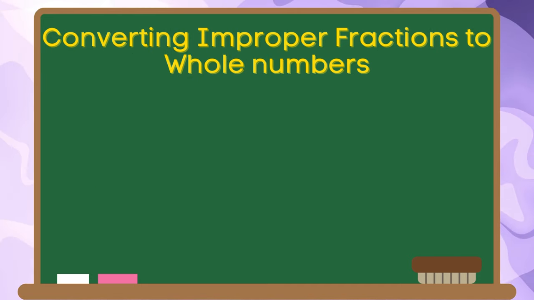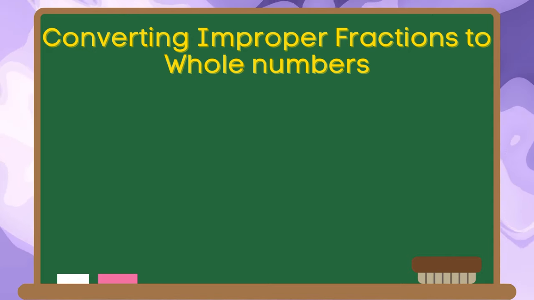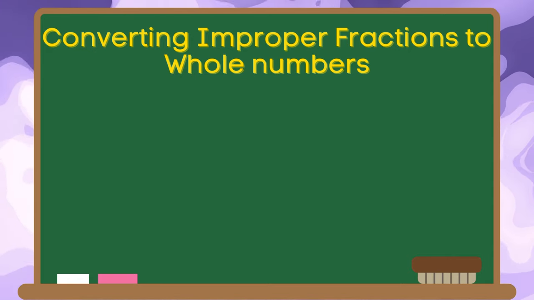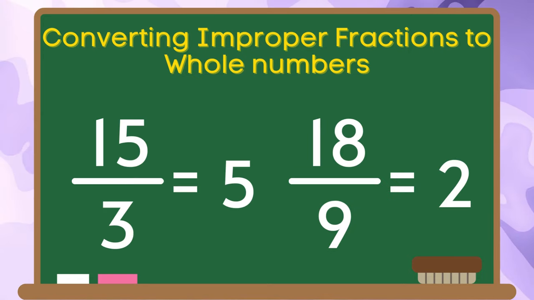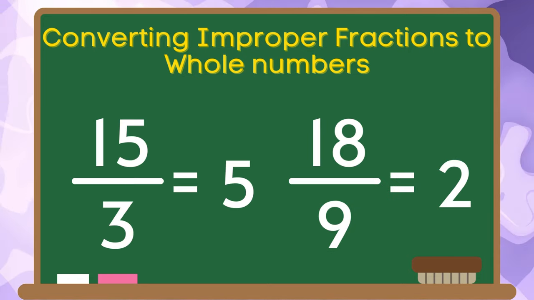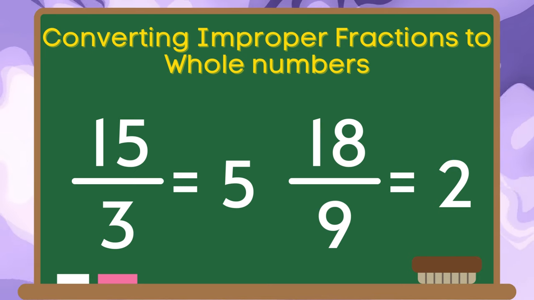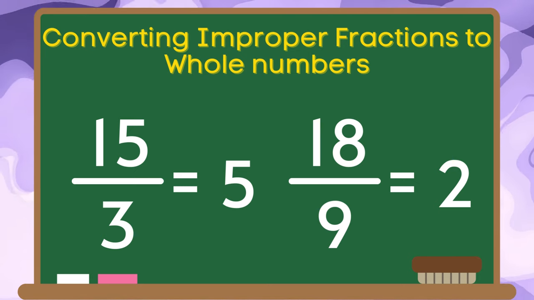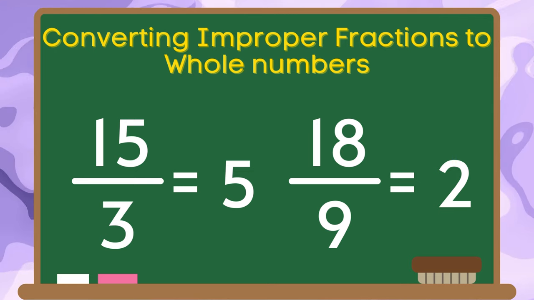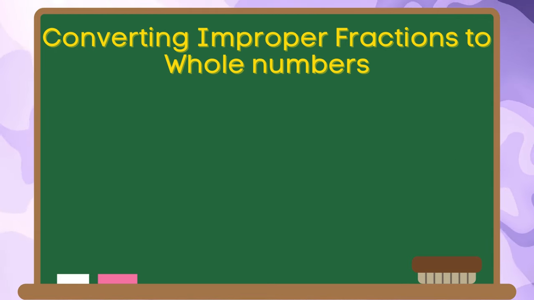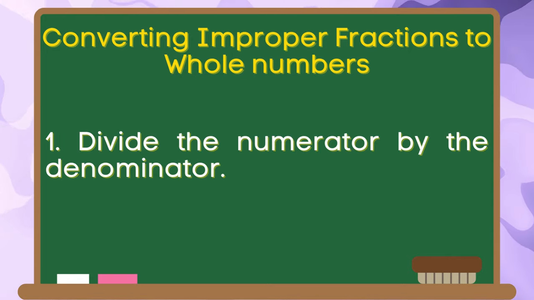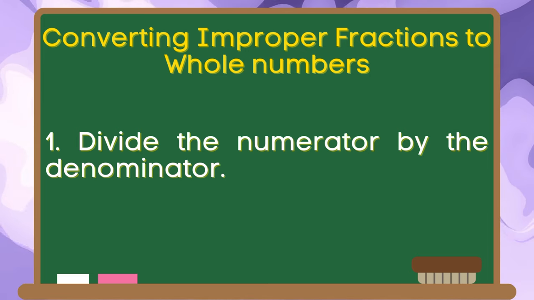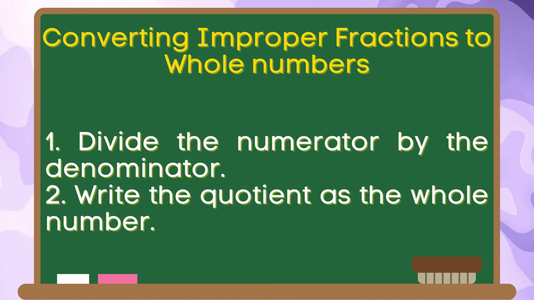There are some instances that improper fractions can be converted into whole numbers. Those instances are possible after dividing the numerator by the denominator and there is no remainder left. For us to convert improper fractions to whole numbers, here are the steps to follow. First, divide the numerator by the denominator. And second, write the quotient as the whole number.